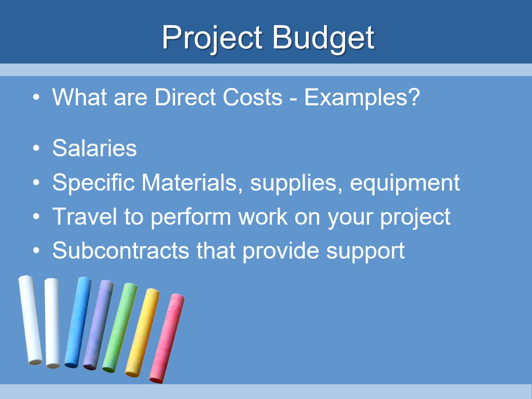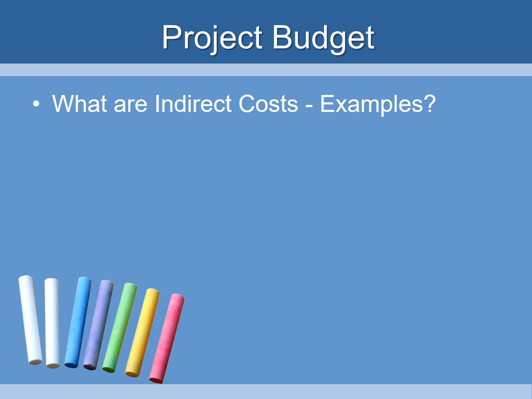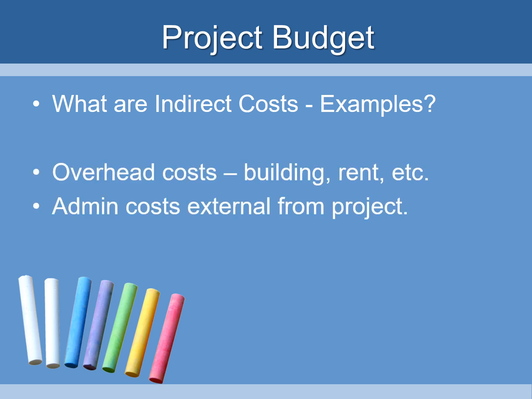Direct costs are salaries, specific materials, supplies, equipment, any travel you have to spend to perform your work on your project, and any subcontracts that provide support to the project. Those are all direct costs. Indirect costs are overhead costs: the building, the rent, electricity, and the admin costs that are external from the project.